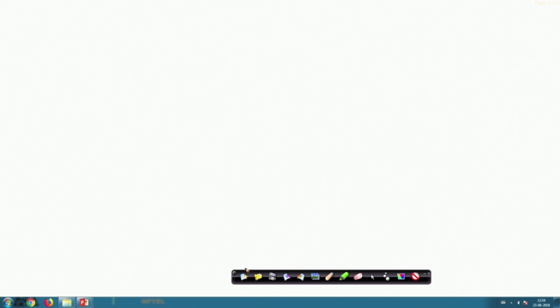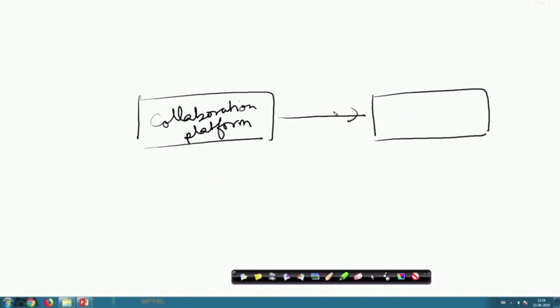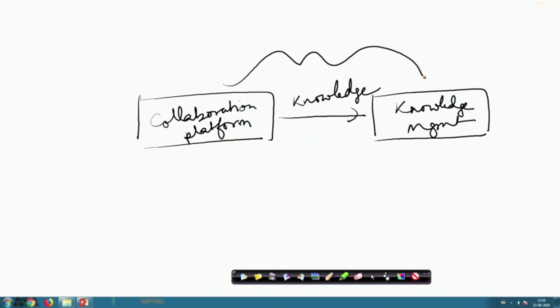So, we are talking about a collaboration platform. This collaboration platform will help in collecting knowledge. So, this knowledge will be used in knowledge management. So, basically what is happening essentially is this collaboration platform is helping or enabling knowledge management.